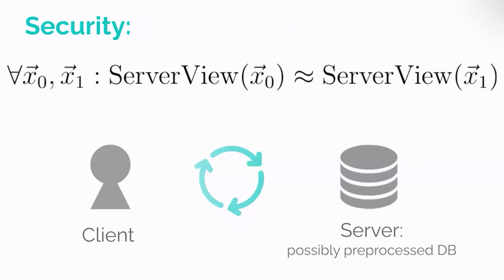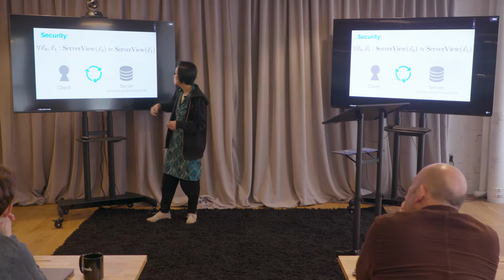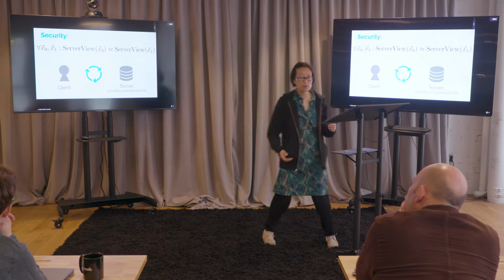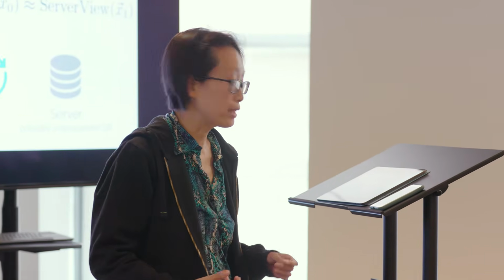And the security property is that we want to make sure, given any two access sequences of the same length, let's say X0 and X1 are two access sequences, the server's views are computationally indistinguishable. So the server basically learns nothing from its view about your intent.